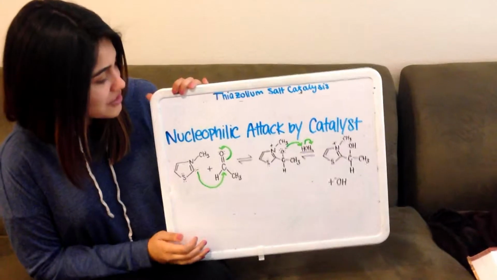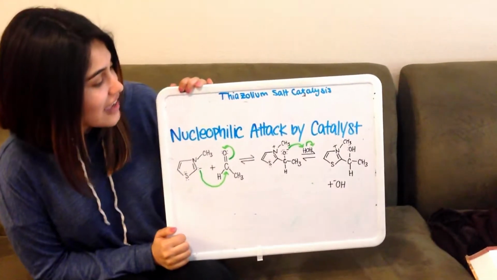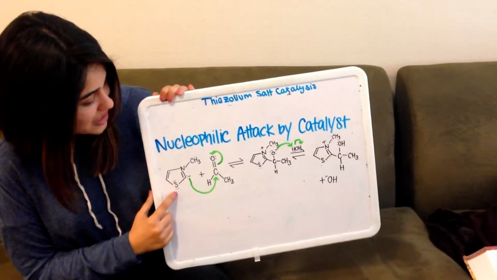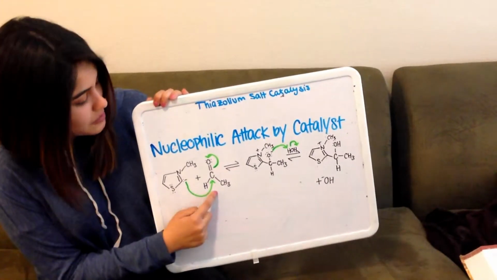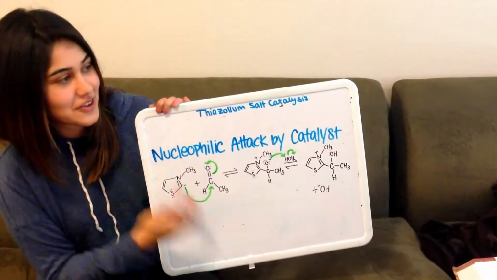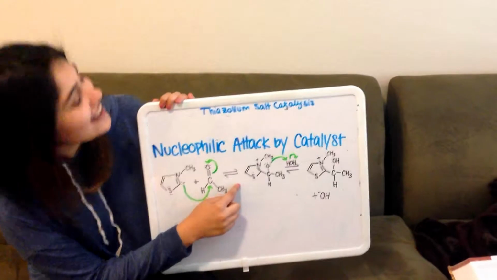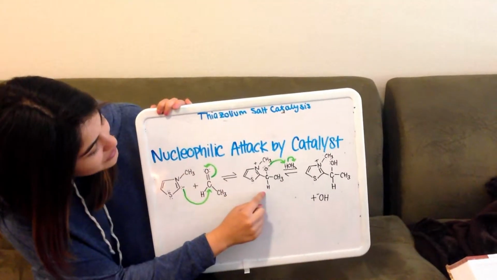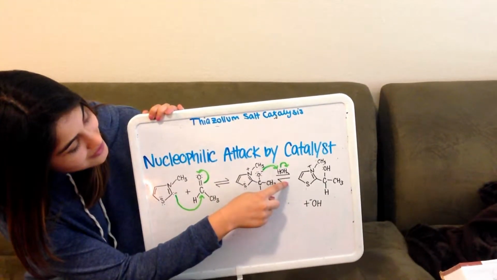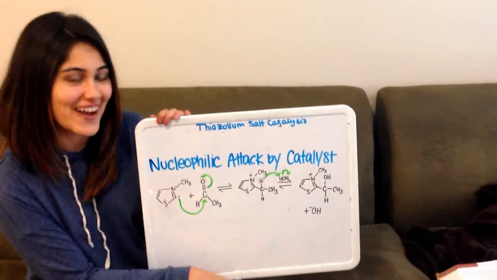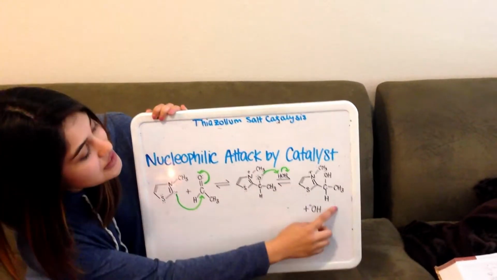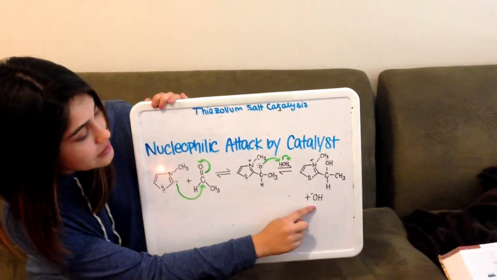So after deprotonation, we have nucleophilic attack by a catalyst, and this is the deprotonated thiazolium salt, which acts as a nucleophile and attacks the carbonyl, which then moves its electrons up to the oxygen to obey the octet rule. And then we get this, which has an unstable oxygen, so it takes hydrogens from the water that we created in the first step, and then we end up with this intermediate with a hydroxide as a byproduct.